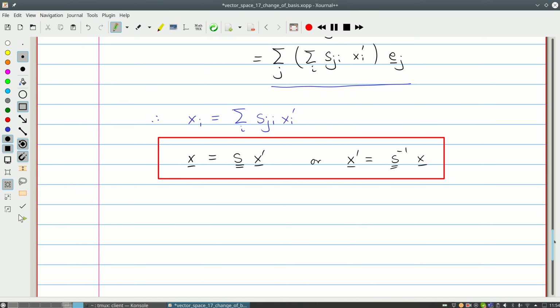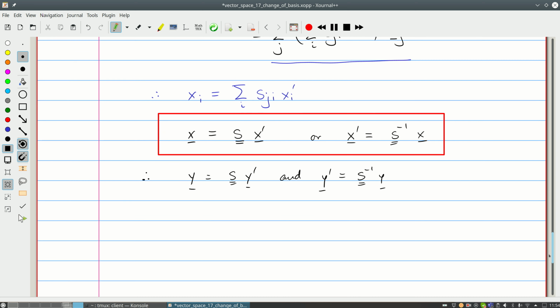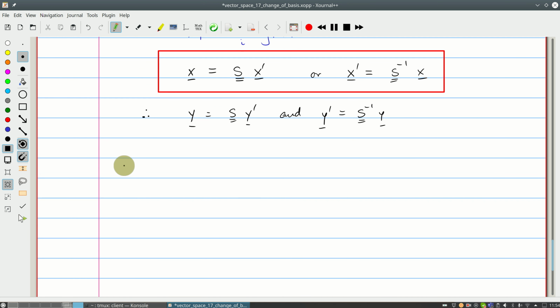All right. And the same holds for y. Therefore, I think I've not got that right. We should have y is equal to S y prime, and y prime is equal to S inverse y. Okay, so now we have proved one of the results we need, and now let's see what happens to operators. So put a line there.